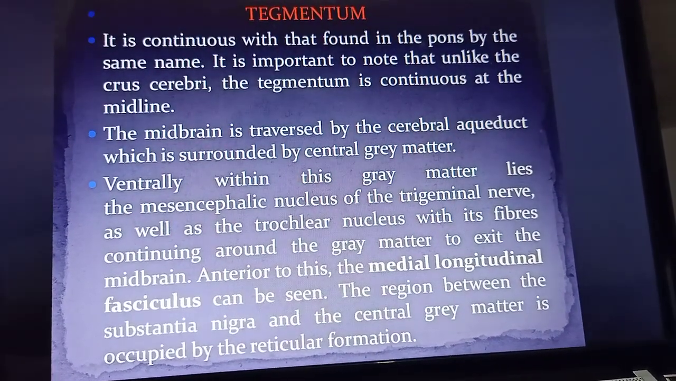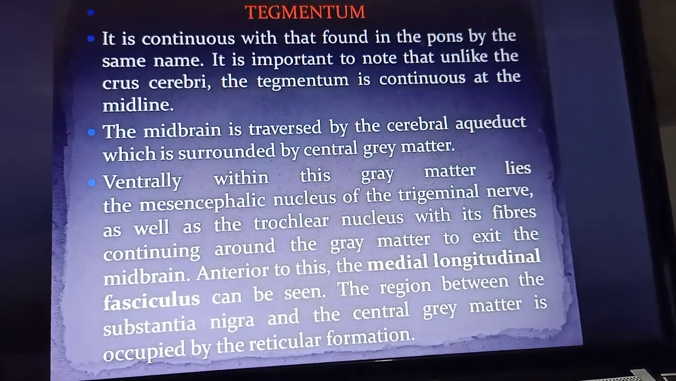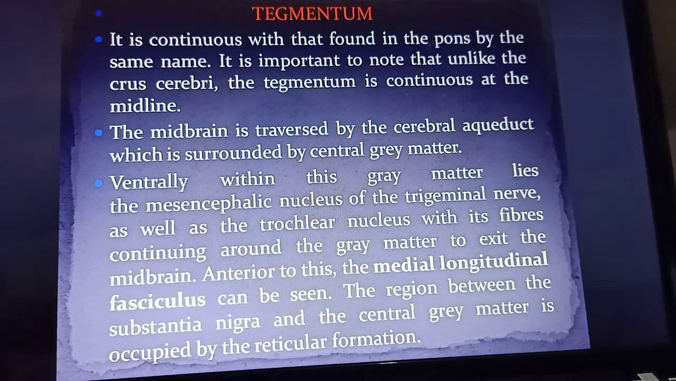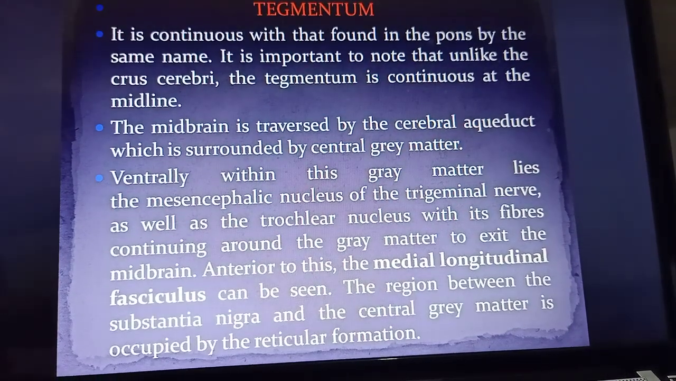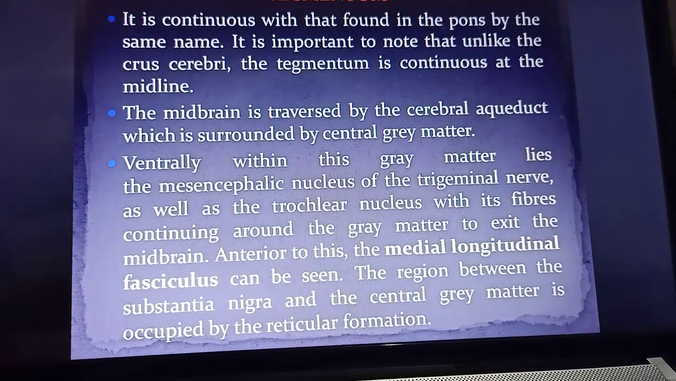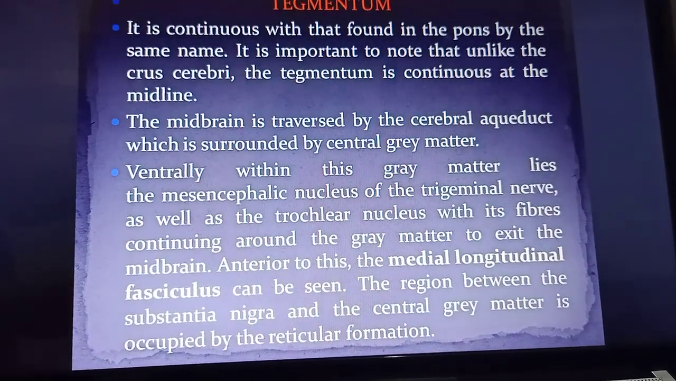This structure is present at the level of the inferior colliculus. Anterior to this, the medial longitudinal fasciculus can be seen. The region between the substantia nigra and central grey matter is occupied by the reticular formation.